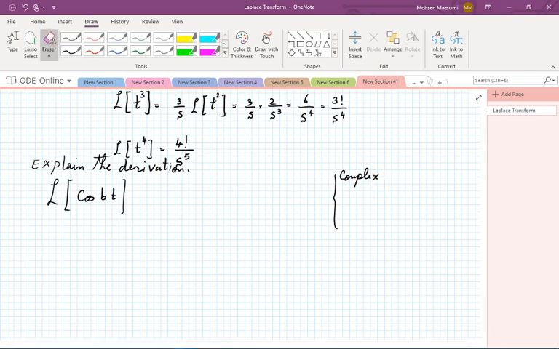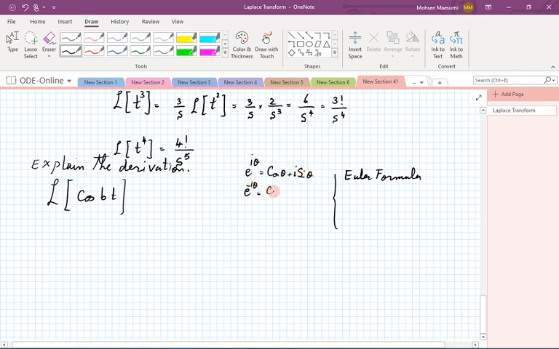Well, let me write better than that. Euler formula. So this shows up in your exercises. Euler formula says e to the i theta is cosine theta plus i sine theta. And then you can also write the same thing for negative.